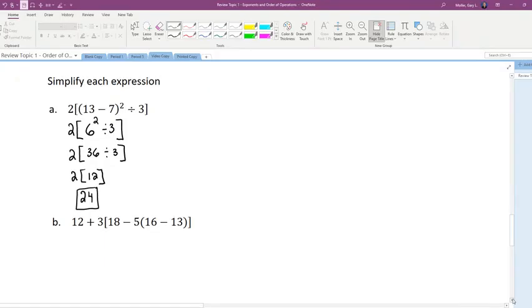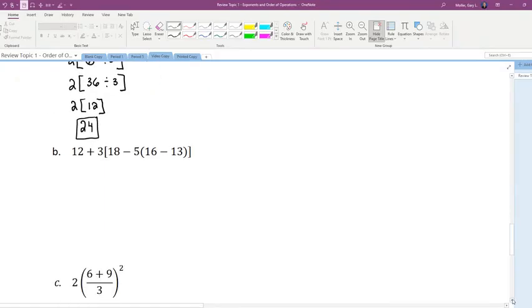All right, part B. Here we go. I see a bracket. I'll erase this, but I'm ignoring the 12 plus 3 sitting out here because it's not what I'm going to worry about. And now I have brackets. So I'm like, okay, this is my new math problem. Within this new math problem, I have a parentheses. So I'm going to ignore all of this stuff, and now I'm just going to figure out what 16 minus 13 is, because that is the innermost set of parentheses.